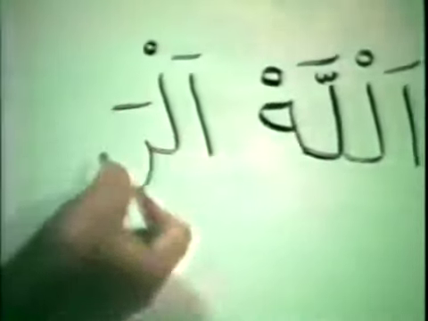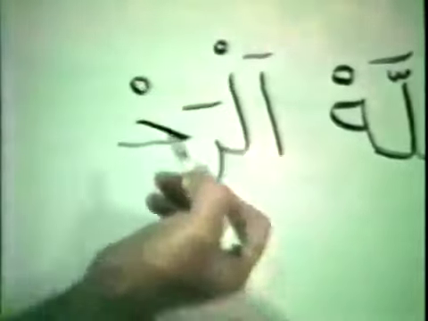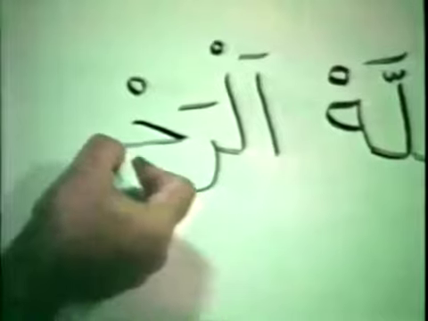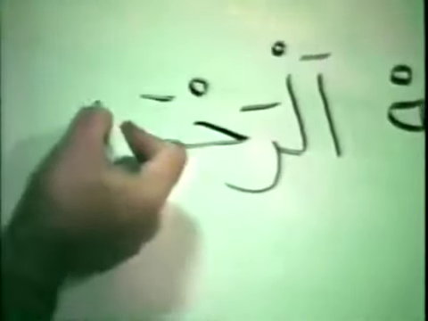Al, Ra. And then the Ha with the sukoon. Al, Rah. And then the Ma. Al, Rahman. There it is. Bismillah. Now, because we are not stopping on Allah again, we have to put a kasra here. It becomes Bismillahi.